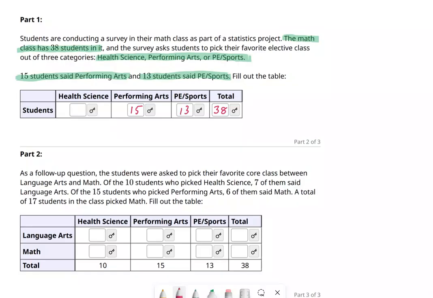And now you see there's one thing missing. I don't know how many students there are in health science. So we can make a little equation which says total equals health science plus performing arts plus phys ed and sports. You just put in the numbers. So 38 equals health science. I don't know what that one is. We're just going to keep that HS. Performing arts is 15. Phys ed is 13. So now we can simplify our equation a little bit. 38 equals HS plus 28. Subtract 28 from both sides, and we get 10. That's the number of students who said health science is their favorite class.